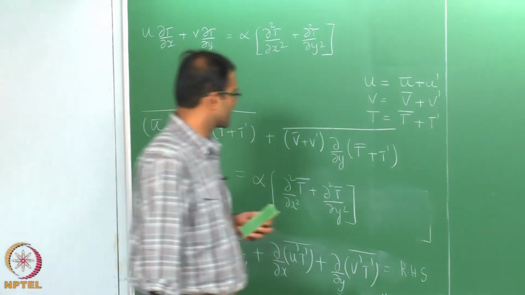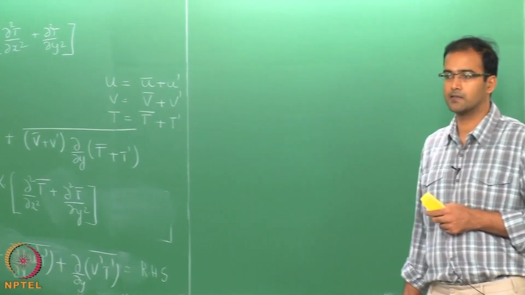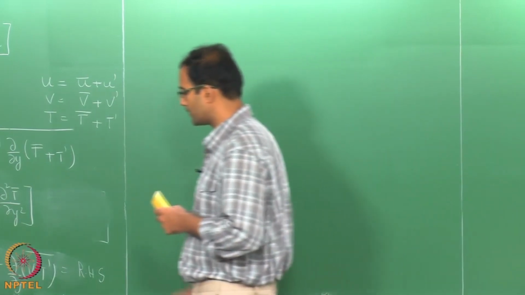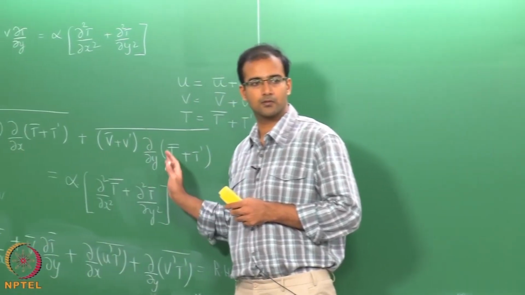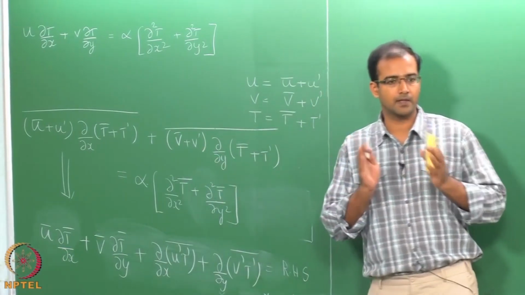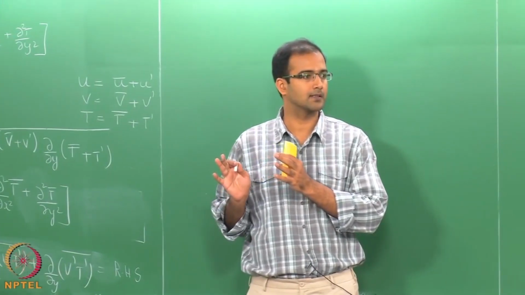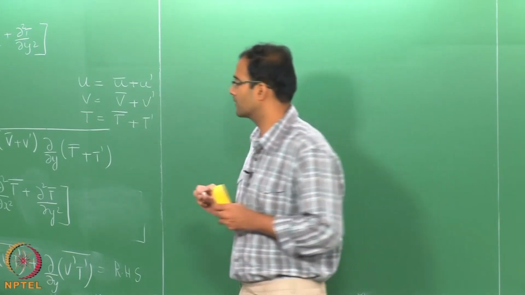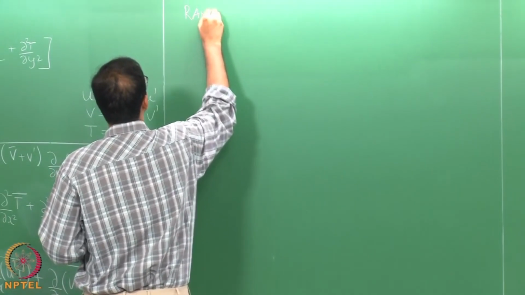Right. Let us now summarize the entire set of RANS equations, momentum and energy together. When I write it, I am going to take the fluctuating terms and put them towards the right hand side. I will keep the conventional advection term on the left and take all the new quantities arising out of the turbulent fluctuations towards the right hand side. We will see why we are doing it. So now, the final set of RANS equations.